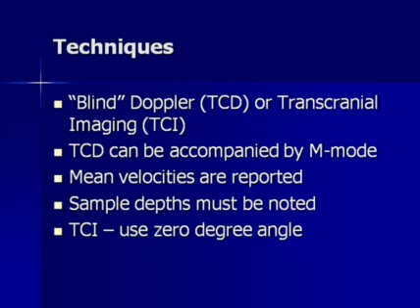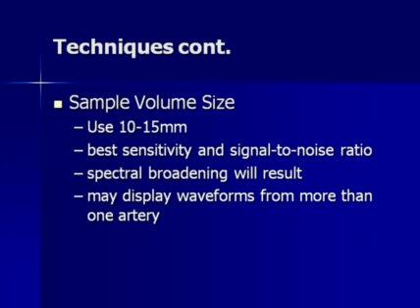There are two primary techniques for transcranial Doppler. There's the blind Doppler technique or transcranial imaging, which utilizes ultrasound images. The blind TCD technique can be accompanied by M mode as found on many of the newer pieces of equipment. In general, most of the time we look at mean velocities with the intracerebral or intracranial vessels, and we need to know what sampling depth we're looking at. If we're using duplex ultrasound and we're doing imaging as well, we always leave the angle correction set to 0, and that's by standard convention.